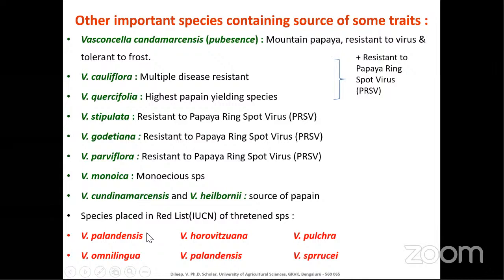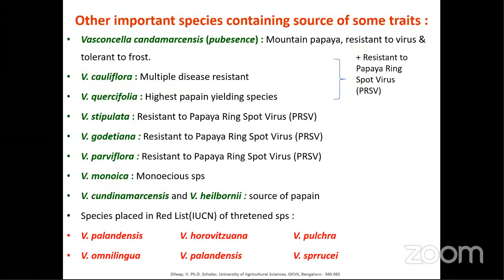This is one of the updates, that some species are placed in the red list. What is the red list? I think it's also called the red data book. They include all the endangered or extinct species. All the information on them was documented by IUCN. What is IUCN? International Union for Conservation of Nature and Natural Resources. Some of the papaya species included in the red list are Vasconcellea palandensis, rhodesiana, pulchra, omnilingua, and also sprucei.